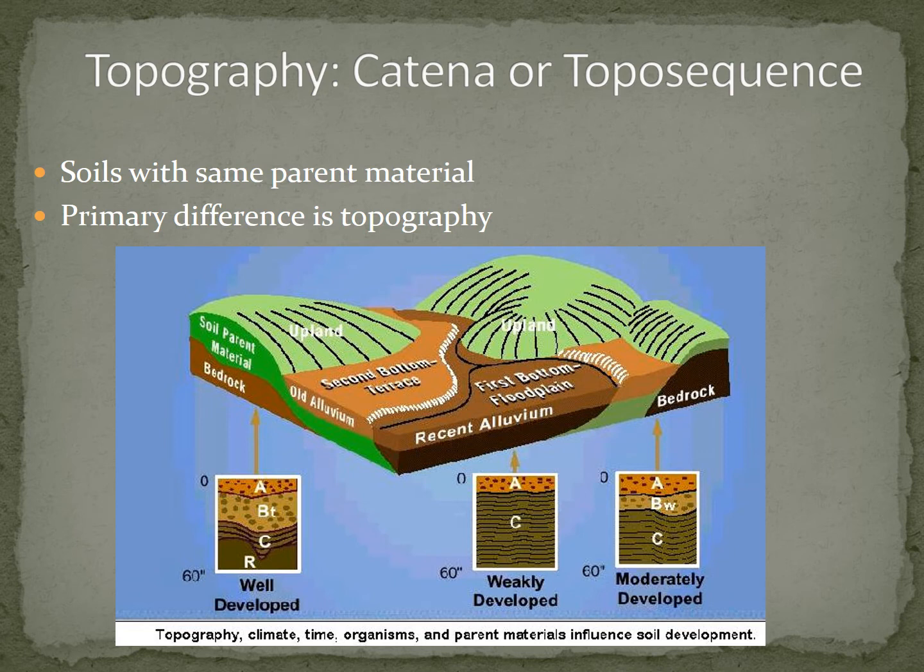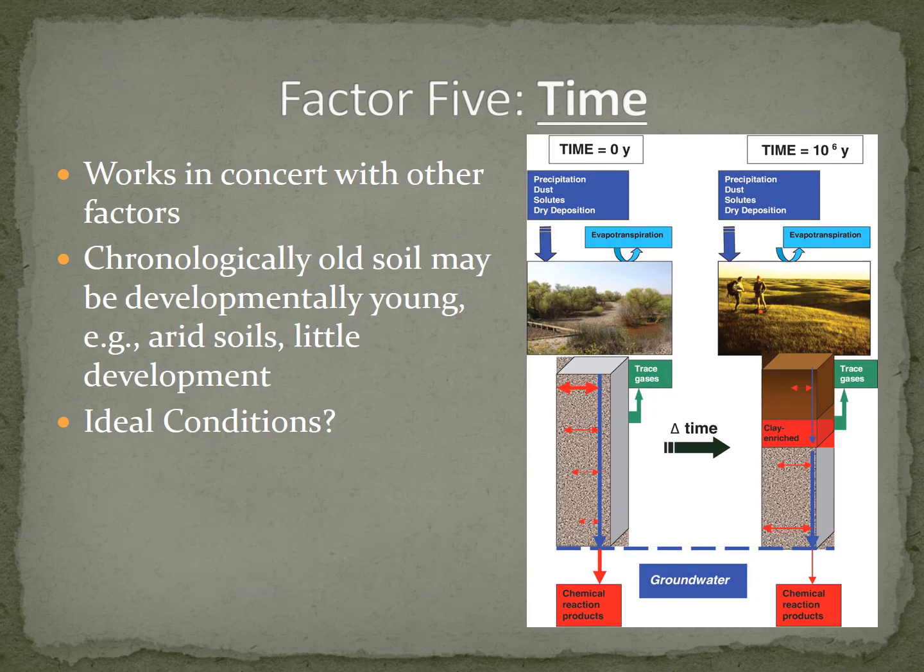A catena or a toposequence are soils with the same parent material. The primary difference is the topography. And the fifth factor, time, works in concert with other factors. A chronologically old soil may be developmentally young. Here we see arid soils, little development. Ideal conditions, hard to say. Okay. Time is one of those weird things where it matters, but it doesn't.